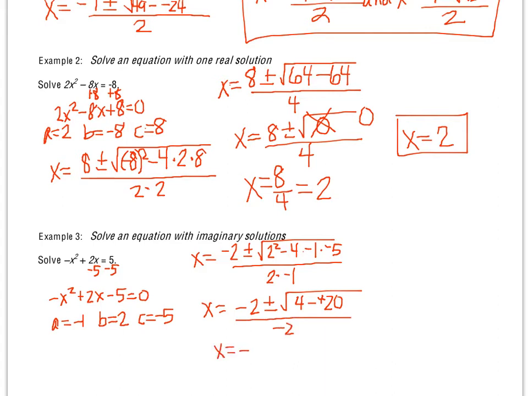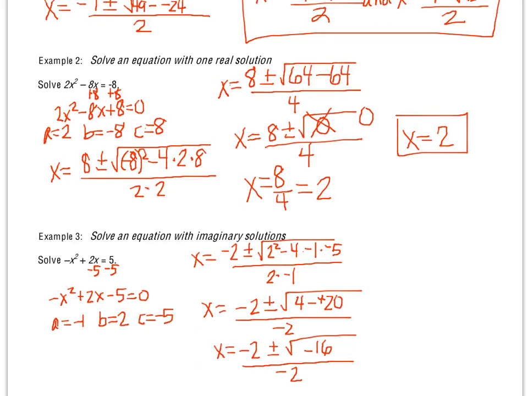So x equals negative 2 plus or minus the square root. 4 minus 20 is negative 16, yes it is negative 16, all over negative 2. I'm just questioning here because my answer key looks a little bit different, but I think the answer key in this case is wrong. I think I'm doing it right.